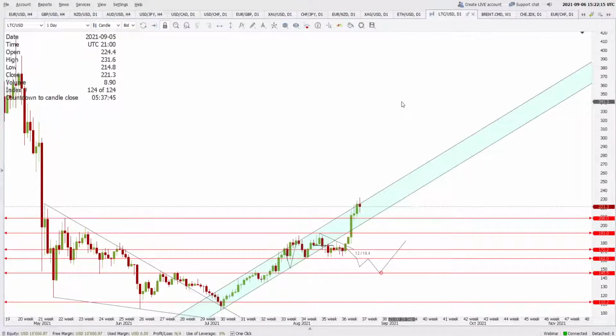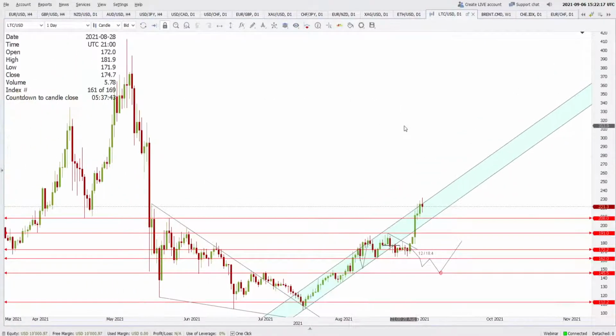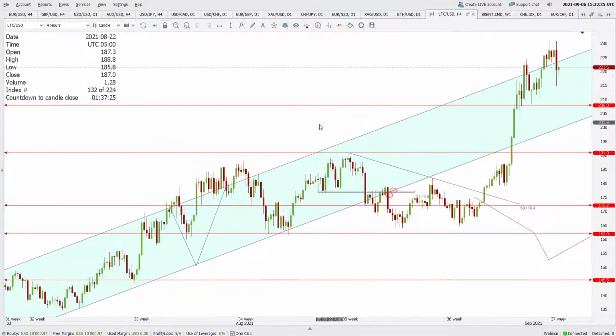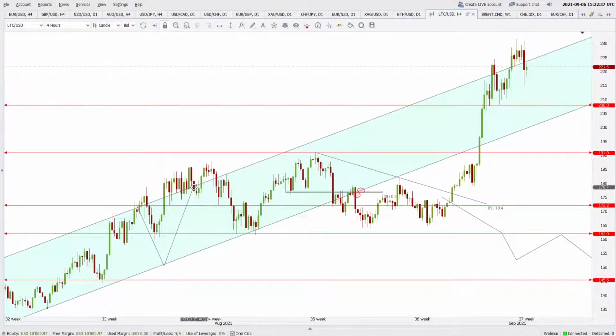Litecoin looking very good, trading at the highs of the last week and this week. So yeah, 221 is the price right now. As I said, if the price is going up, then this rising channel's resistance line will always be acting as a resistance whenever the price meets this one.